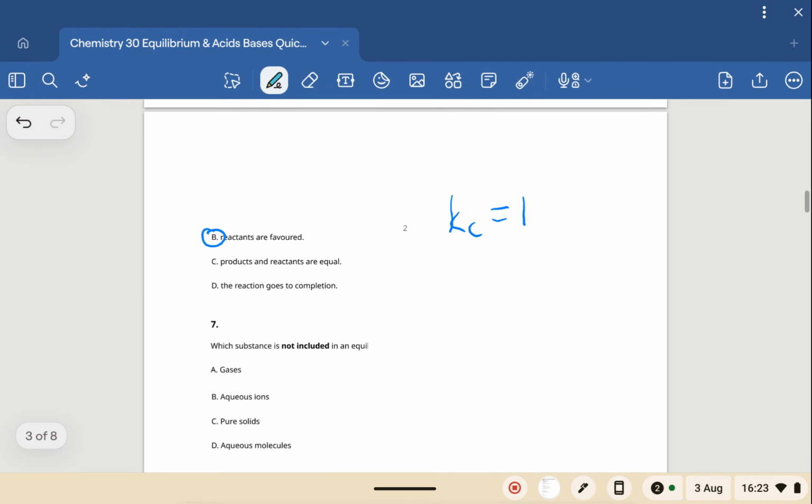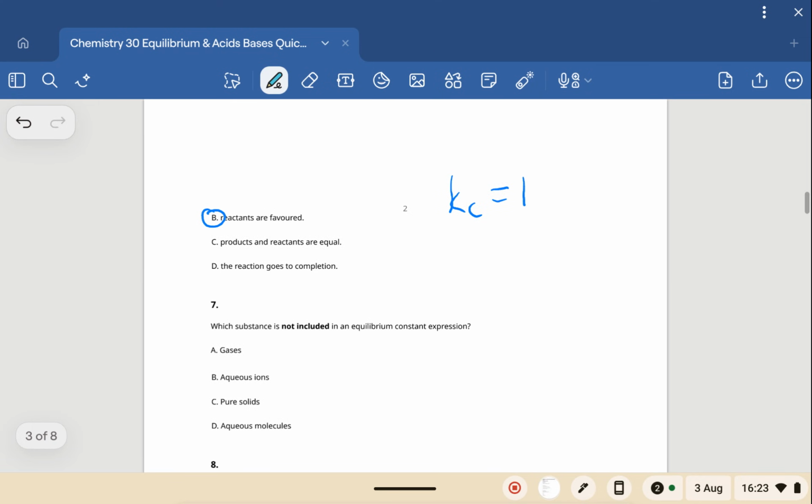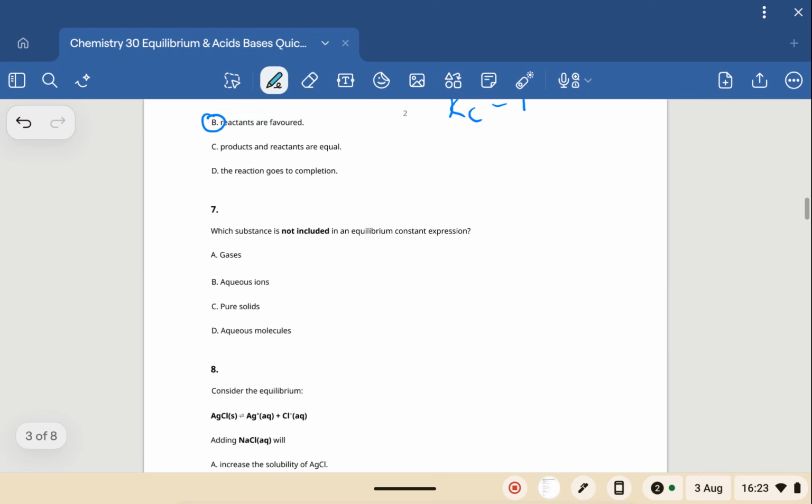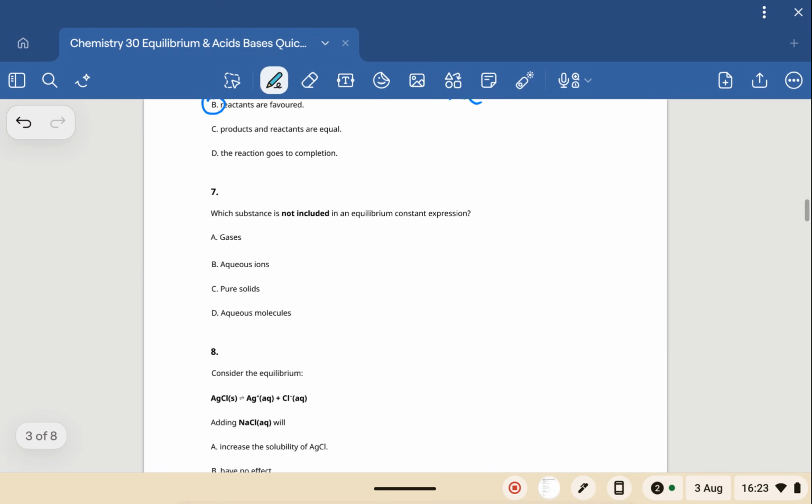Number 7. Which substance is not included in an equilibrium constant expression? So gases are included, any aqueous solutions are included. What is definitely not included is pure solids. So if you add in a pure solid, it's not going to affect your equilibrium.